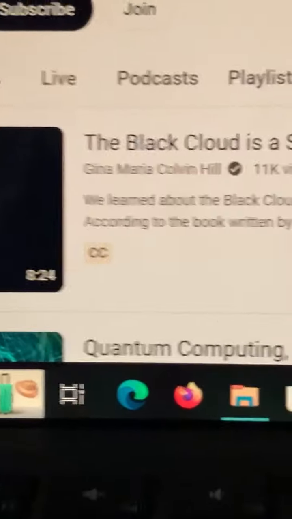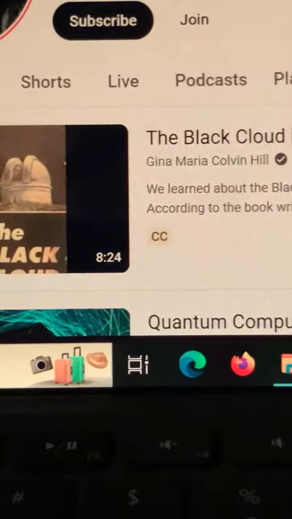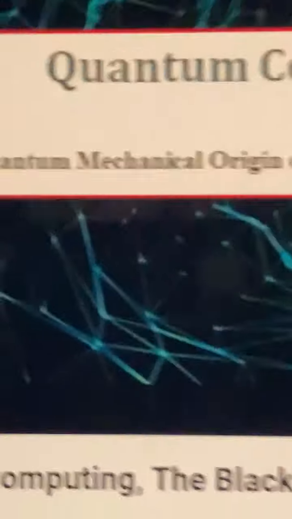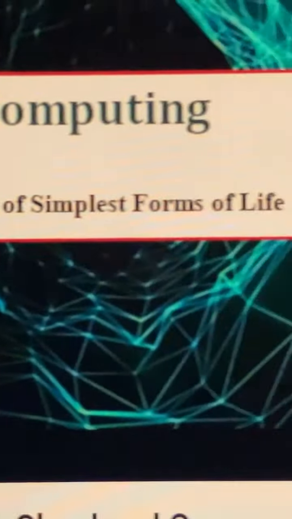The black cloud is a sentient life form that blocks the sun. And you can see this was done 2 years ago. The quantum computing and the black cloud. This is where we found the information. It was right there. Remember that? We found the information through one of the government websites, and they were talking about the black cloud. And it is quantum computer, quantum mechanical origins of simplest forms of life, the black cloud.